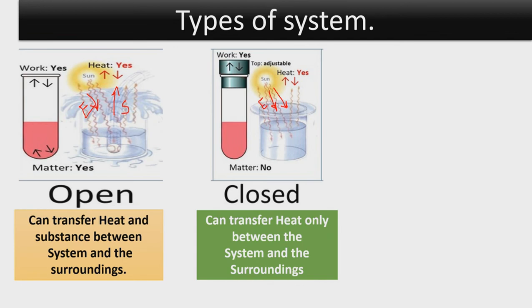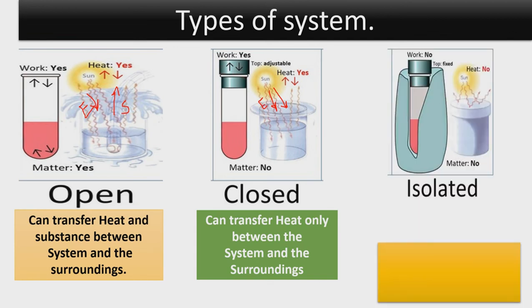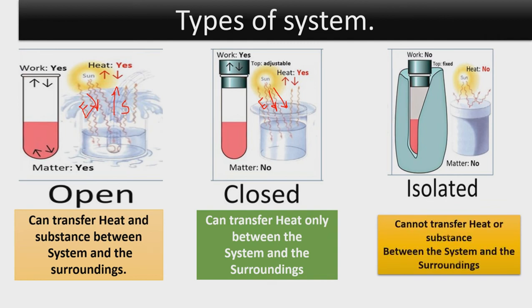An isolated system is a type of system in which we have no transfer of heat and no transfer of substance between the system and surroundings. So there is no change in the heat content of the system. We can say that an isolated system is a type of system in which we have a constant amount of energy, with no change in its heat content even if energy changes from one form to another form.